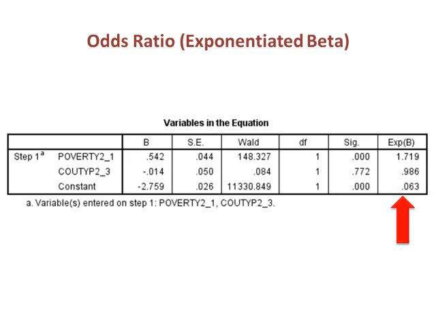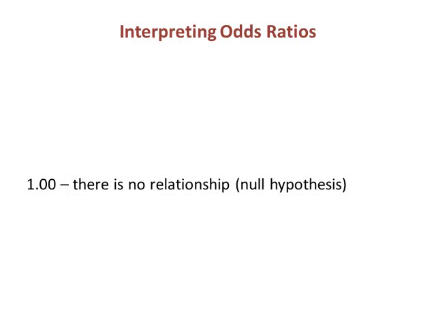The exp(B) is called the odds ratio, or the exponentiated beta, and refers to the likelihood of an event relative to the reference value. Here's the rule for interpreting odds ratios. Unlike other parameters, where the null hypothesis is 0, the null hypothesis of the odds ratio is 1, which means there is no relationship.